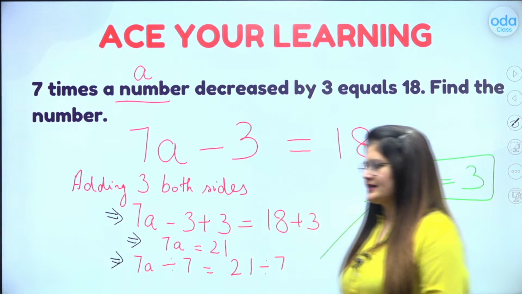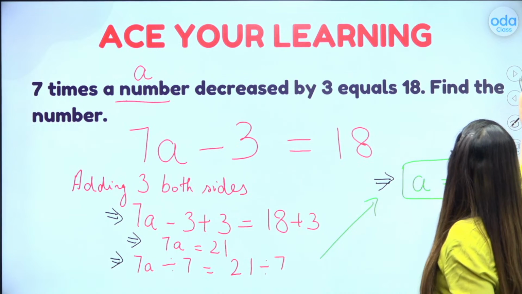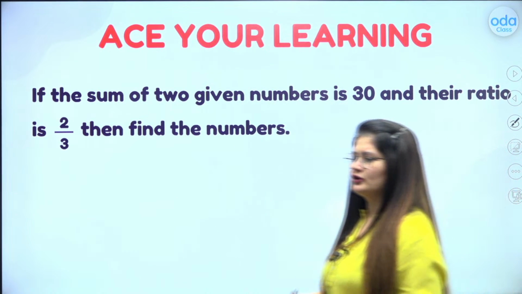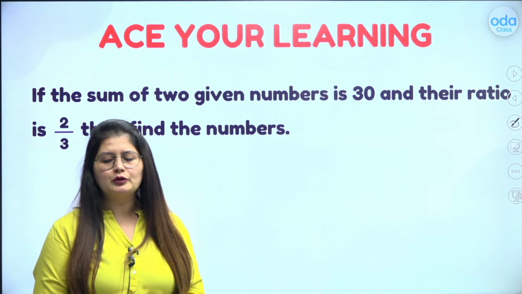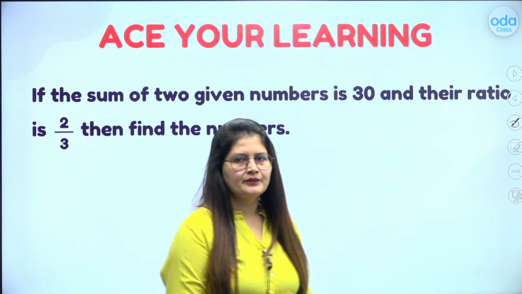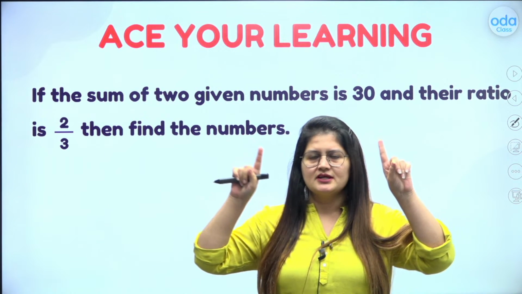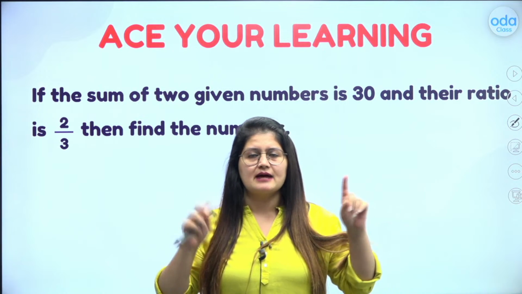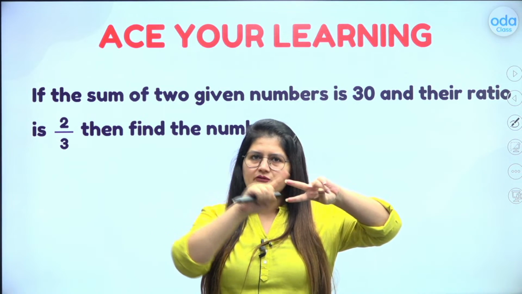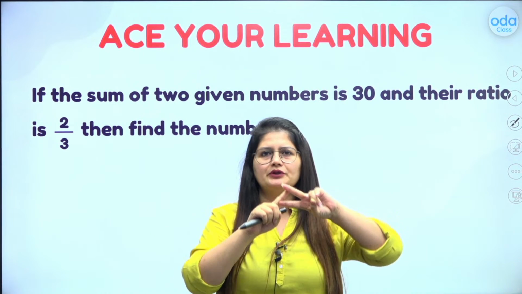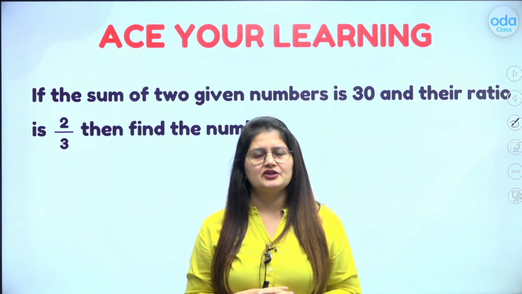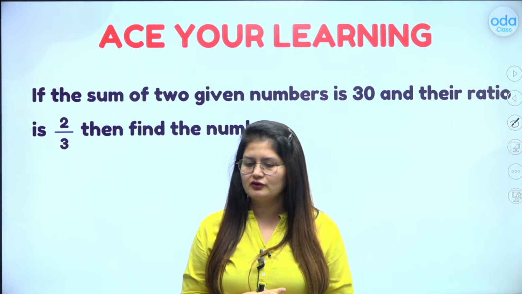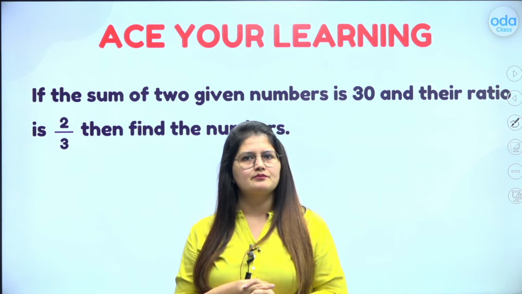Now let's move to the next question. I hope you all are clear with this question. The question says, if the sum of two given numbers is 30, you have two different numbers, right? But all we know is that the sum of these two numbers is actually equal to 30. Now we are given that the ratio of these two numbers is 2 by 3 and we have to find the numbers.